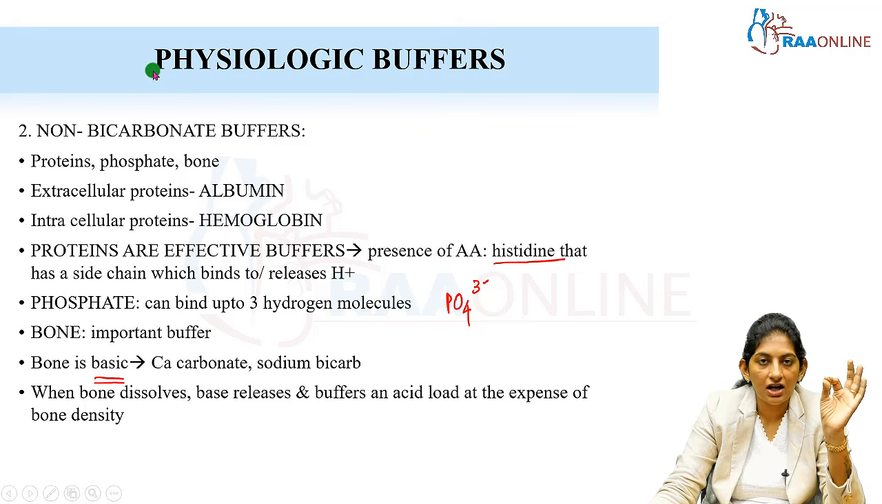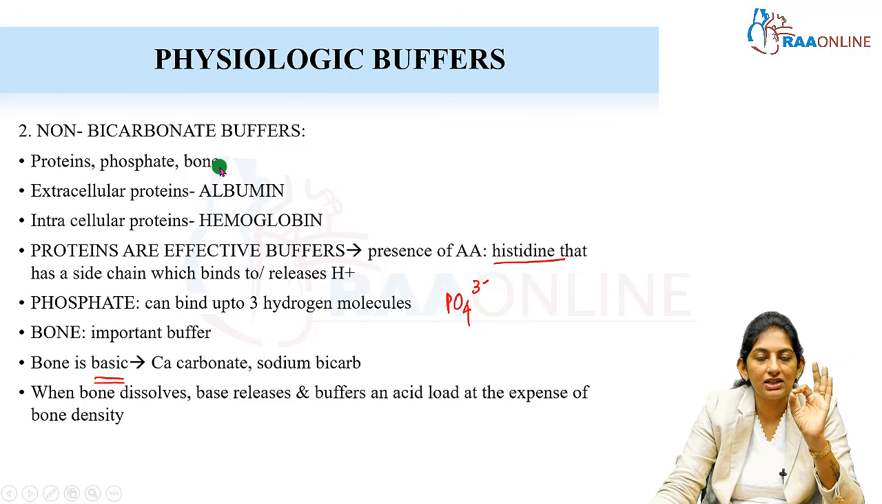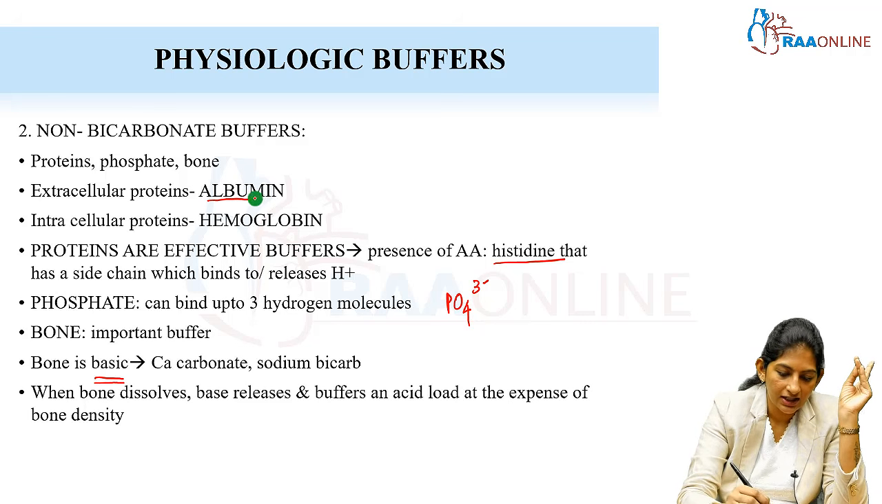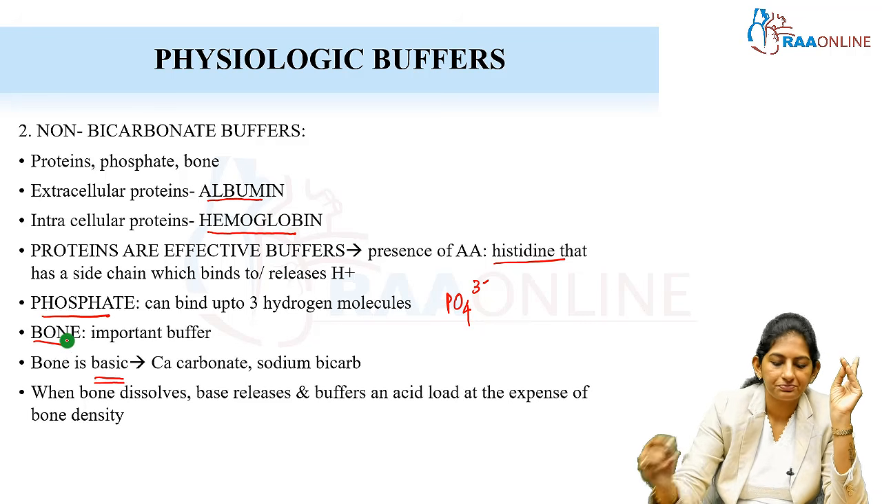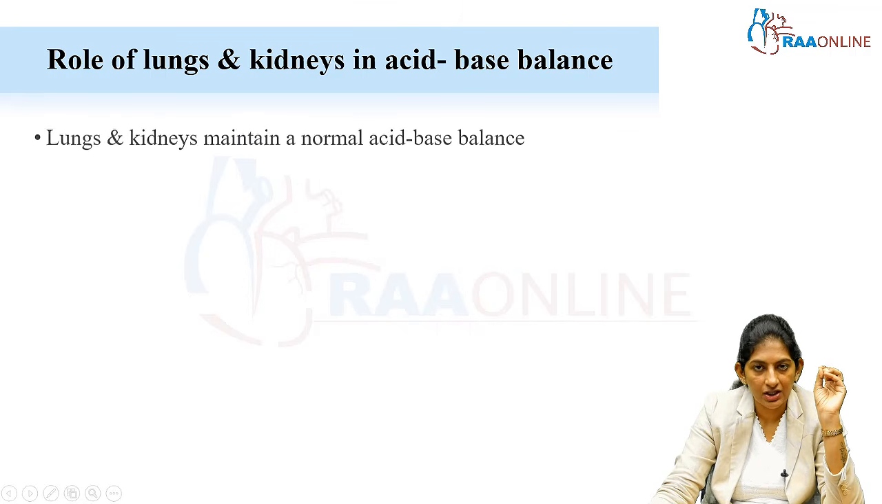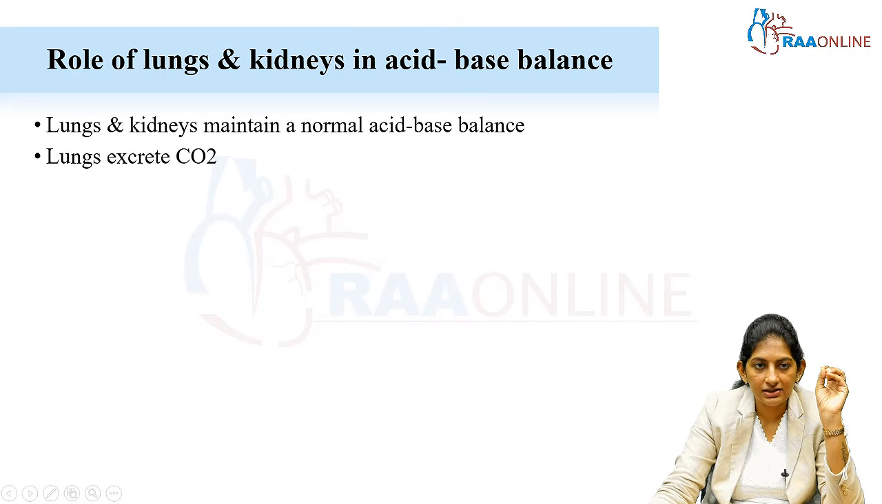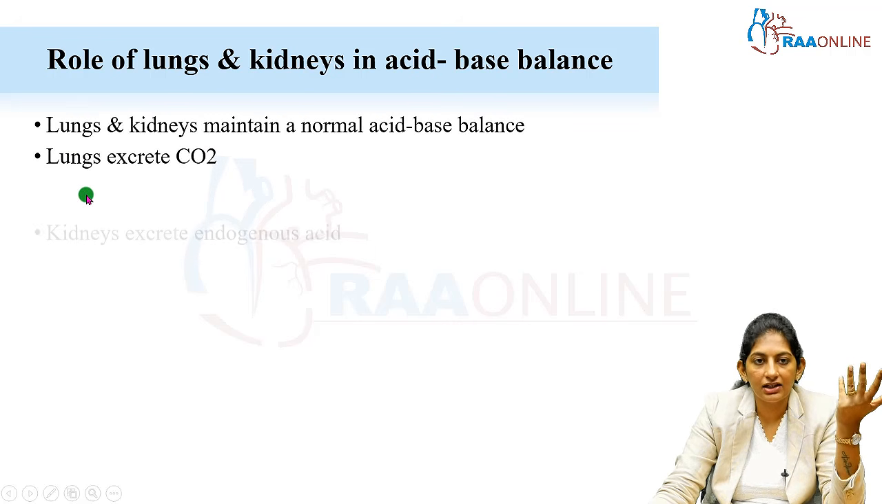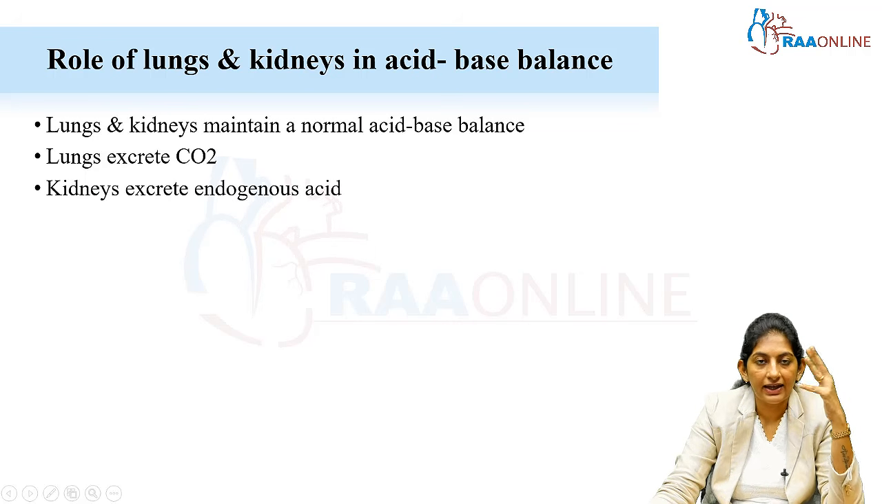So in the non-bicarbonate buffers, just remember these three: protein, phosphate and bone. Among proteins, albumin and hemoglobin are very effective buffers. Phosphate and bone are also effective non-bicarbonate buffers. The lungs act immediately by excreting carbon dioxide whenever there is an excessive acid load inside the system. Kidneys will excrete the endogenous acid. We will come to it a little later.